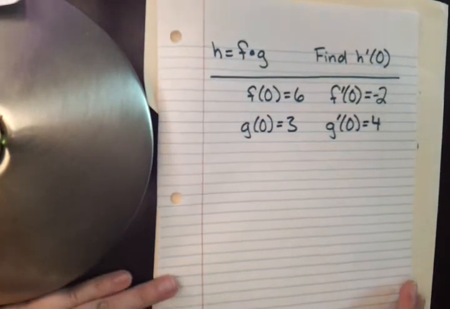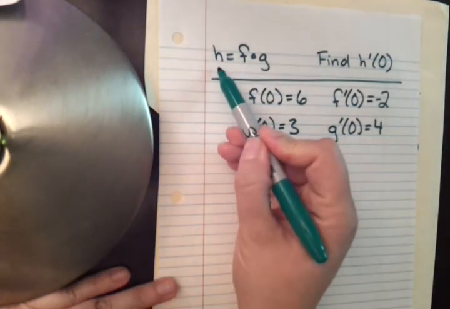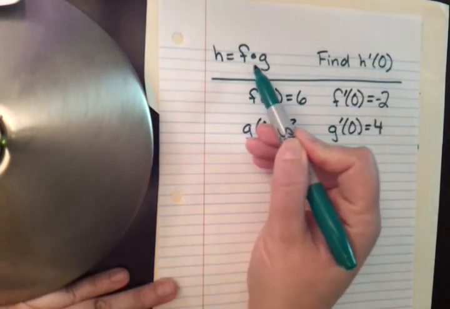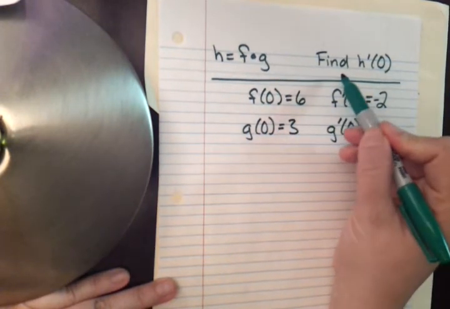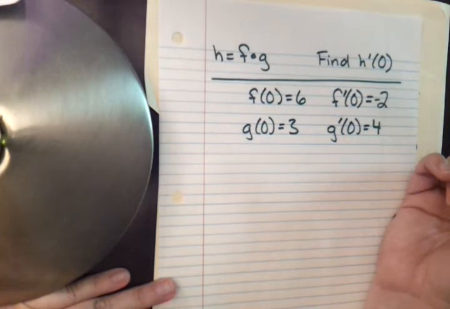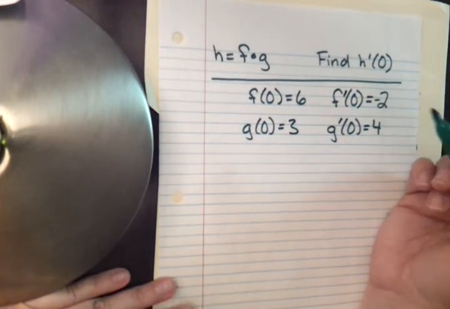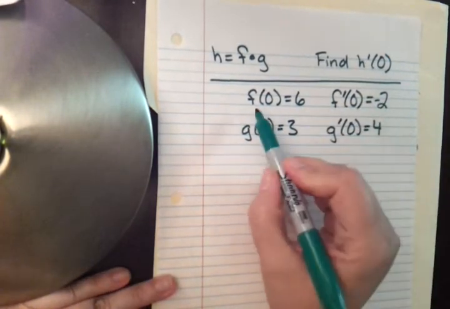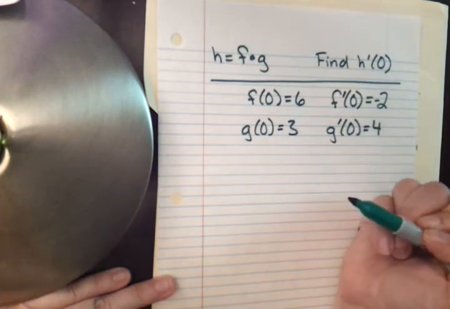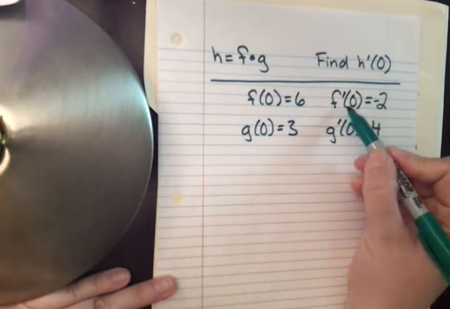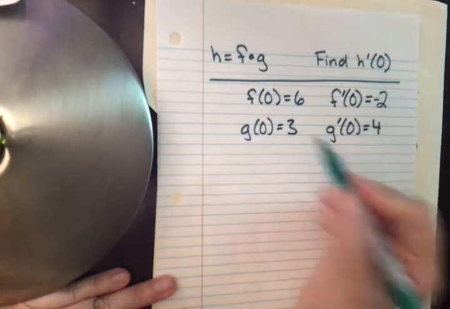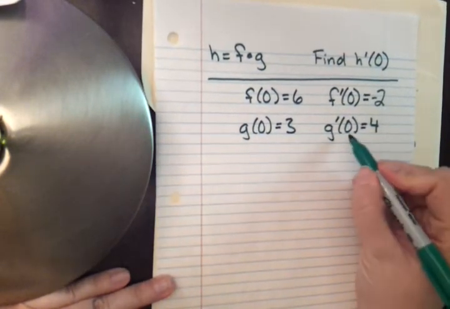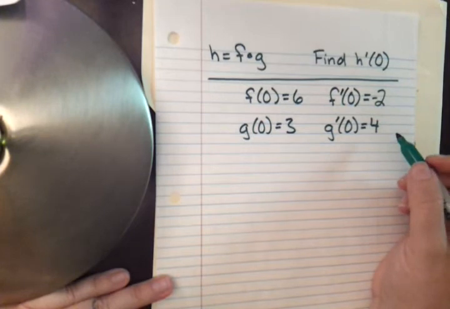All right. So they're giving us that there's a function h, and h is equal to f of g, so a composed function. They want us to find out what h prime of 0 is. Okay. What do they tell us? They tell us that f of 0 equals 6. They tell us that f prime of 0 equals -2. They tell us that g of 0 equals 3. And they tell us that g prime of 0 equals 4.